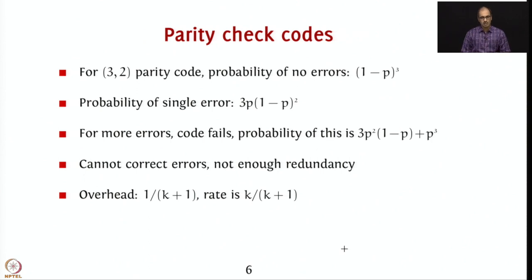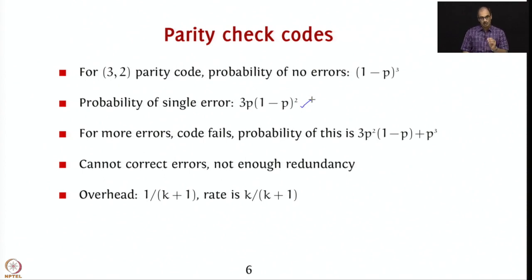Why? Because you're going to have one error, and the error can be in the first spot, so p times 1 minus p the whole square, or in the second spot, 1 minus p times p times 1 minus p, or 1 minus p times 1 minus p times p. You have to add these up because these are mutually exclusive. So you get 3p into 1 minus p the whole square.